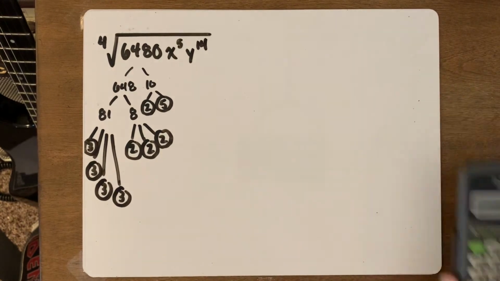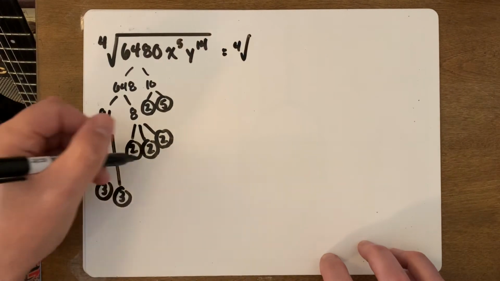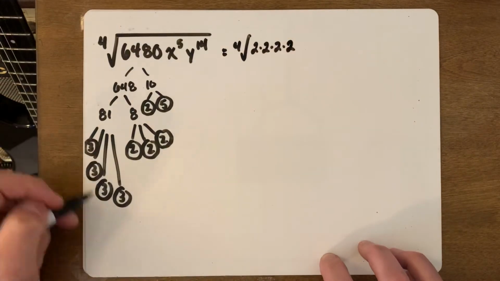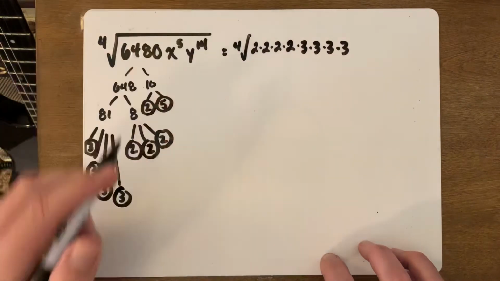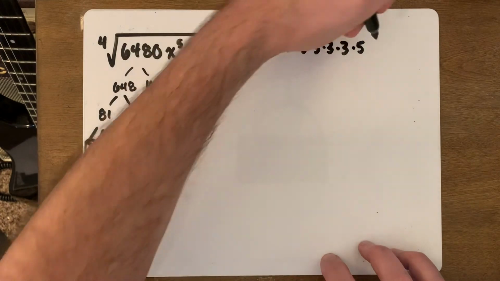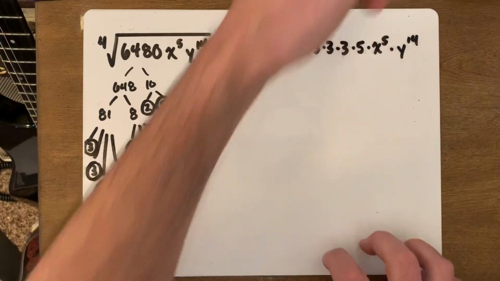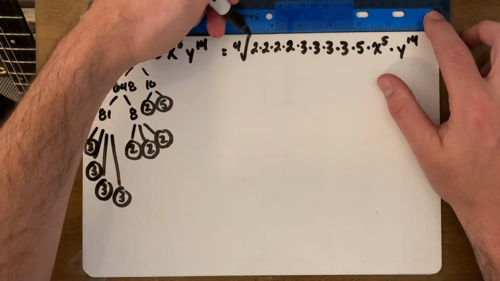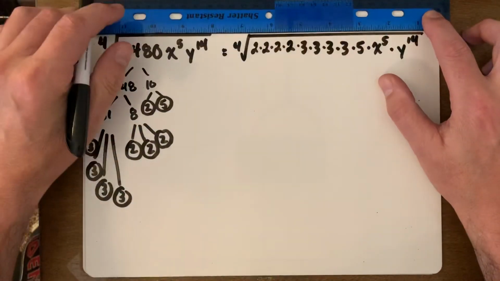Okay, so the hard work is done now. I've got the 4th root of 4 2s, 1, 2, 3, 4, 4 3s, a 5, and then x to the 5th, and then y to the 14th. Okay, so let's go ahead and draw a line up above those, because even though it looked difficult, it really was not, with a little bit of knowledge.